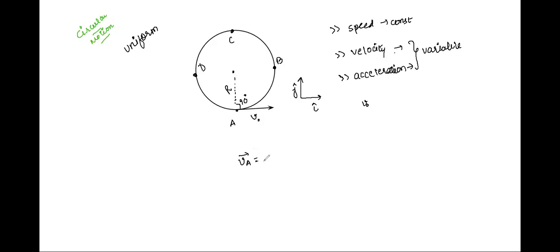The velocity of the particle at point A. In terms of magnitude, the magnitude is V naught and the direction is towards the X axis, therefore i cap, right? Suppose now I talk about B. Can you try with B? What should be the velocity?